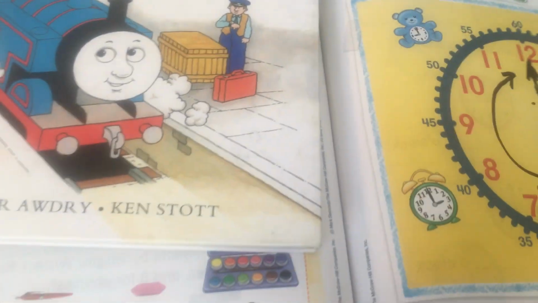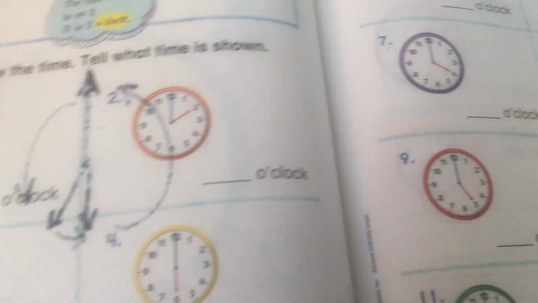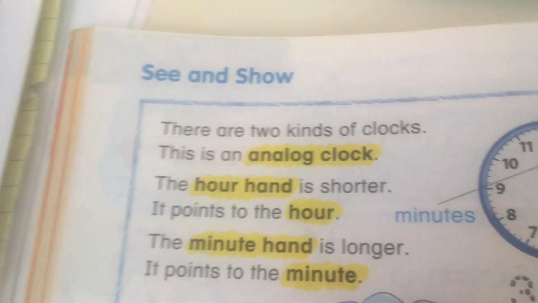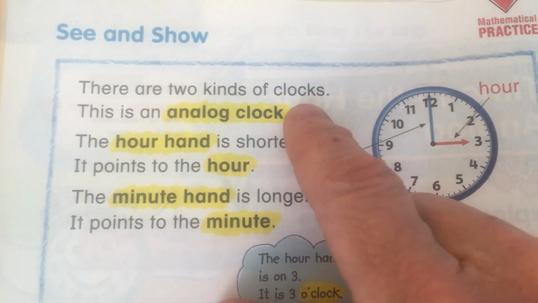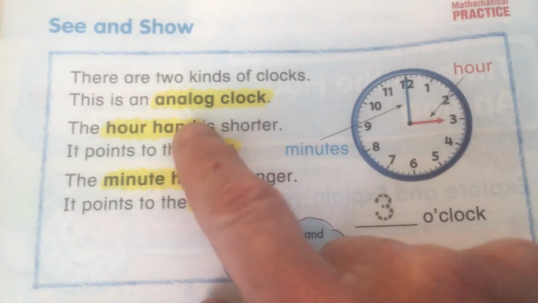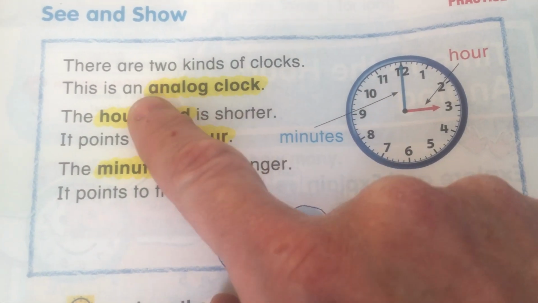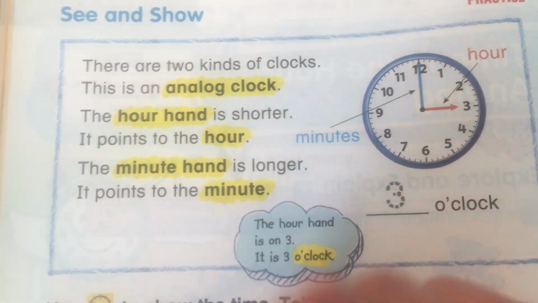All right, so let's talk about the next page. Page 590. Let me get Thomas out of here. So let's read what we need to succeed. It says there are two kinds of clocks. This is an analog clock. Can you say that? Analog. How many syllables?